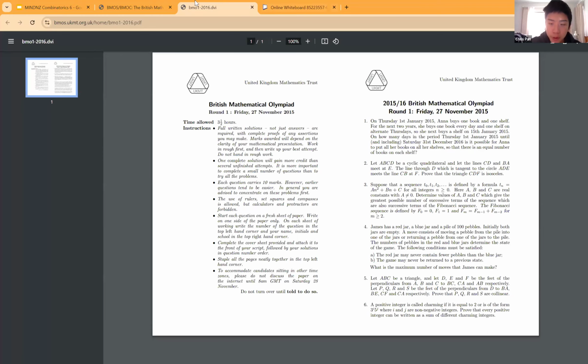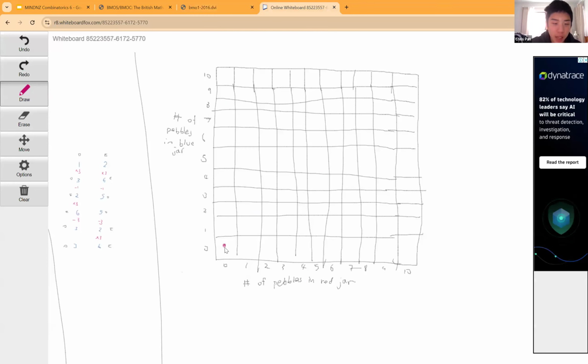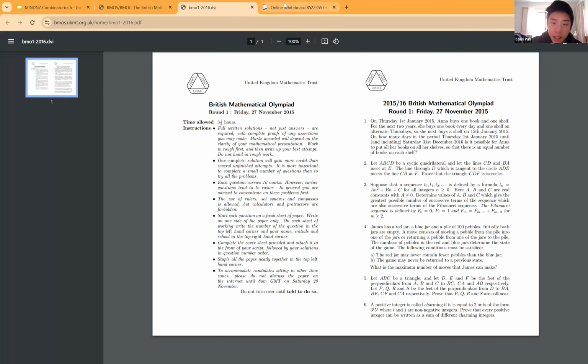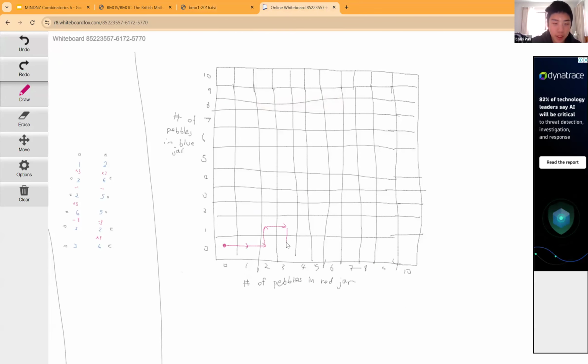And there are two moves you can do. You can move a pebble from the pile into one of the jars, which is just increasing the number of pebbles in one of the jars. And the other move is returning a pebble from one of the jars to the pile, which is like going backwards. Basically, that corresponds to moving laterally in any direction on this grid. But there are a few restrictions.